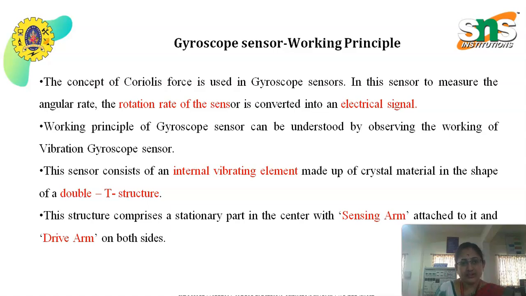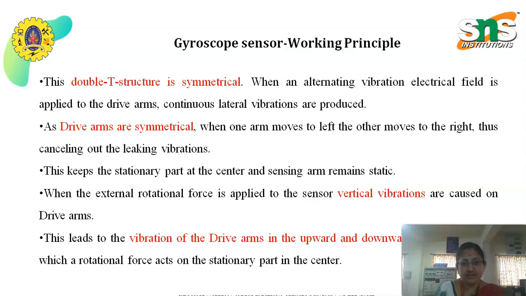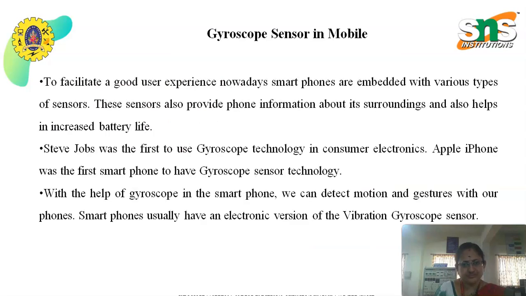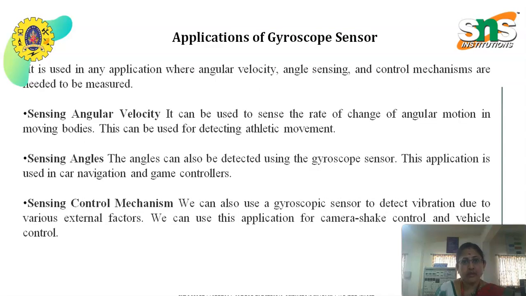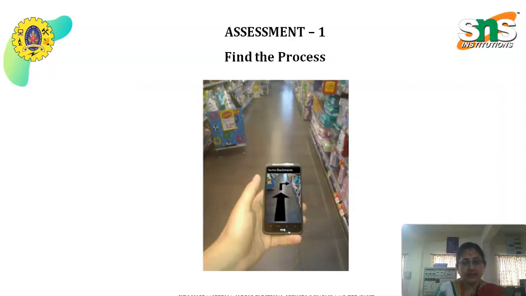The gyroscope is a T structure with drive arms, used to move in the upward and downward direction, and the drive arms are also symmetrical. Gyroscope sensors are mostly used in mobile phones. The Apple iPhone was the first smartphone to use a gyroscope sensor. Applications of the gyroscope sensor include measuring angular velocity and angles, such as in navigation and game controllers, and sensing control mechanisms like camera shake and vehicle control.